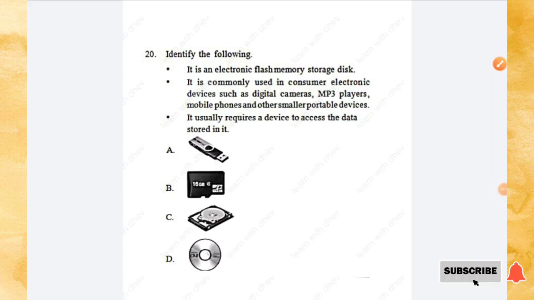Question number 20. Identify the following. It is an electronic flash memory storage disk. It is commonly used in consumer electronic devices such as digital cameras, MP3 players, mobile phones and other smaller portable devices. It usually requires a device to access the data stored in it.